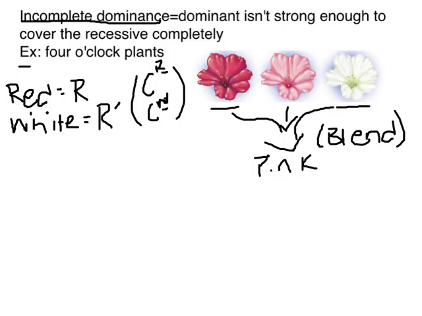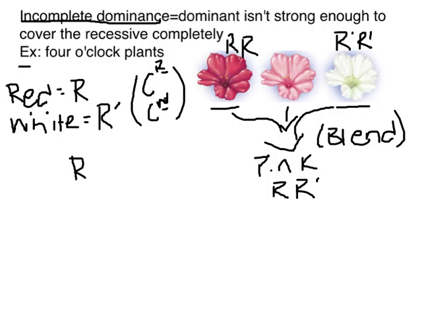So the nice thing about these problems is if you are a red plant, the only alleles you can have are big R's, right? If you're a white plant, the only alleles you can have are big R primes. And if you're a pink, you've got one of each. So there is one genotype for every phenotype, which means if you know the phenotype, you also know the genotype. So let's show how this looks on a square.